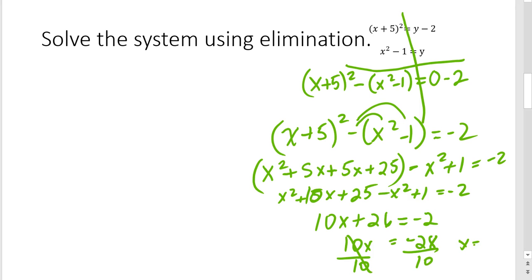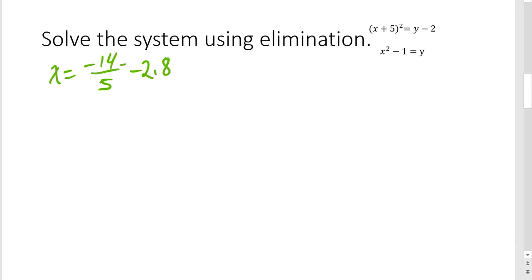And I'll get x is equal to negative 28 over 10, or I can simplify this as negative 14 over 5. If you don't like it as a fraction, change it to a decimal. So we know that negative 14/5 is equal to negative 2.8. So you can use whichever way you like.